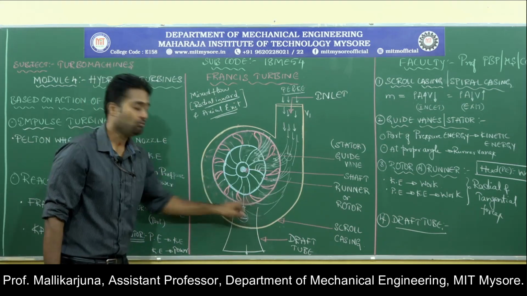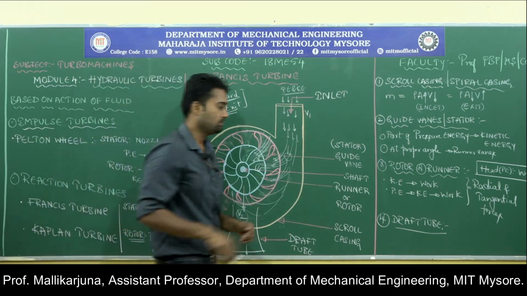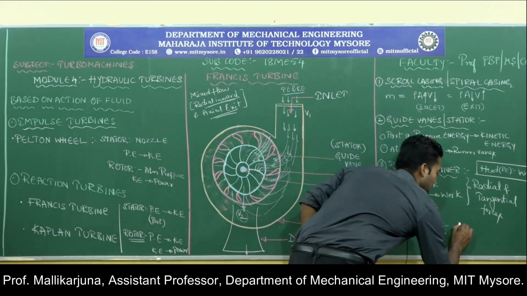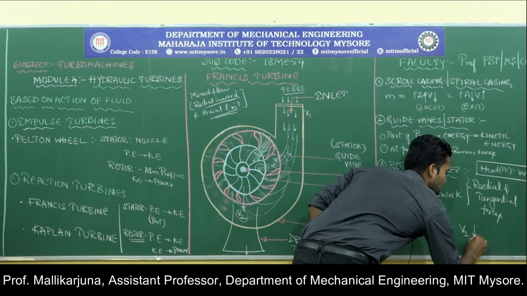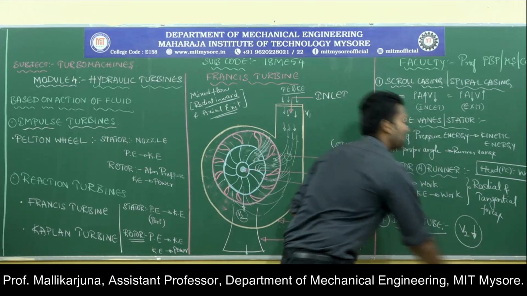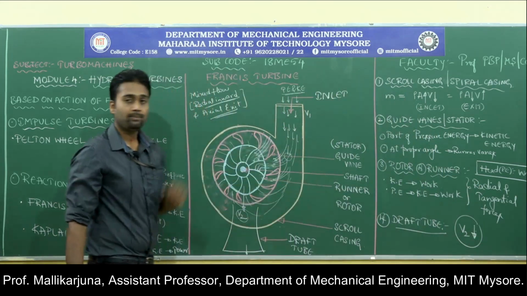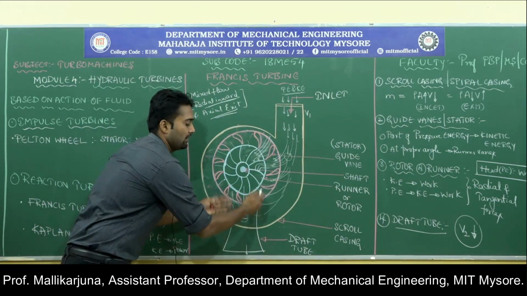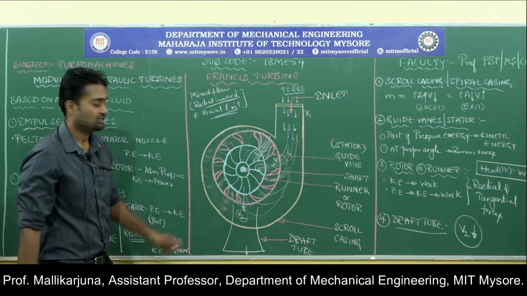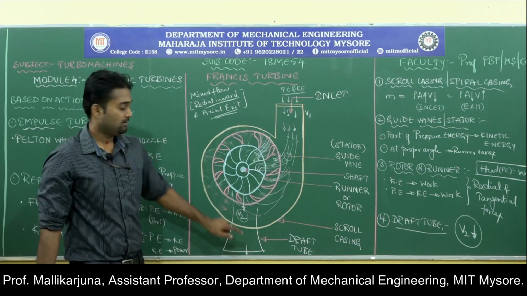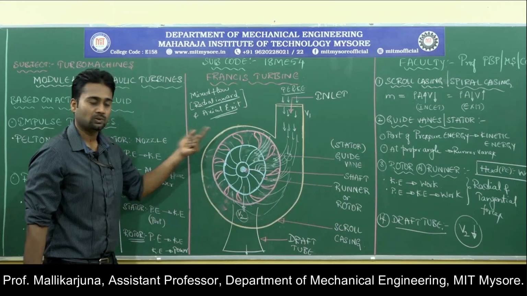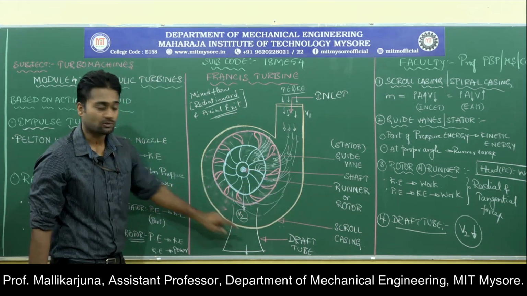If it has to happen so, we need to provide the draft tube. So the draft tube's function is to minimize the V2 velocity at the exit as much as possible. How does that happen? That happens because of the gradually increasing cross section area of the draft tube. This is what we have seen in the scroll casing also. Let us apply the same analogy here also.